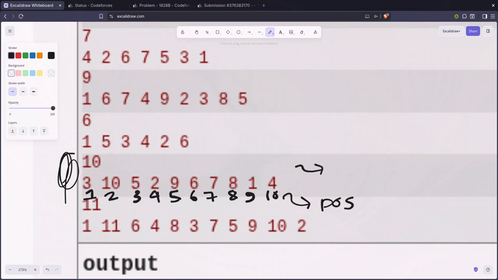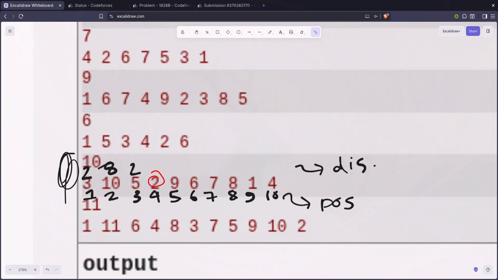Now what are the distances? The element 3 should be at position 3, but it is currently at position 1. So what is the distance? The distance is 2. Similarly, for this element 10, it should be at the 10th position, but it is at position 2. What is the distance? The distance is 8. Similarly, we need the absolute distance, because it may be possible that this number is smaller than this number, or this number is smaller than that. That is a positive distance. So for all other values, I'll just note it down.